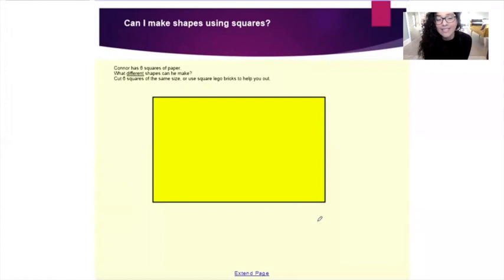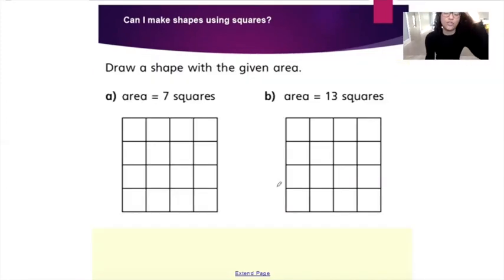Now, Connor has 6 squares of paper. What different shapes can he make? So what I would like for you to do is to grab 6 squares of paper, or use square Lego bricks if that would help you to work this out even better, and think or try to make different shapes using those 6 squares of paper. Off you go.